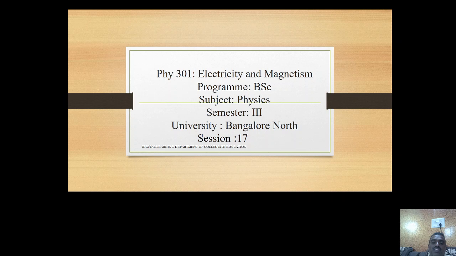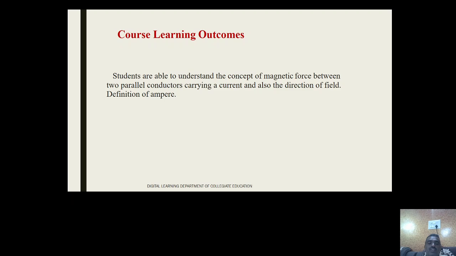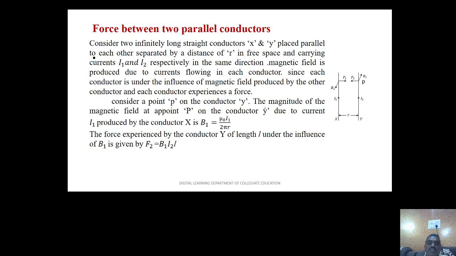Third semester BSc Physics, paper 301, Electricity and Magnetism. These are the learning objectives of this session. We can describe the effects of magnetic force between two conductors and the definition of ampere. After completion of this session, we will be able to follow the concept of magnetic force between two parallel conductors carrying a current, the direction of the magnetic field, and the definition of ampere.